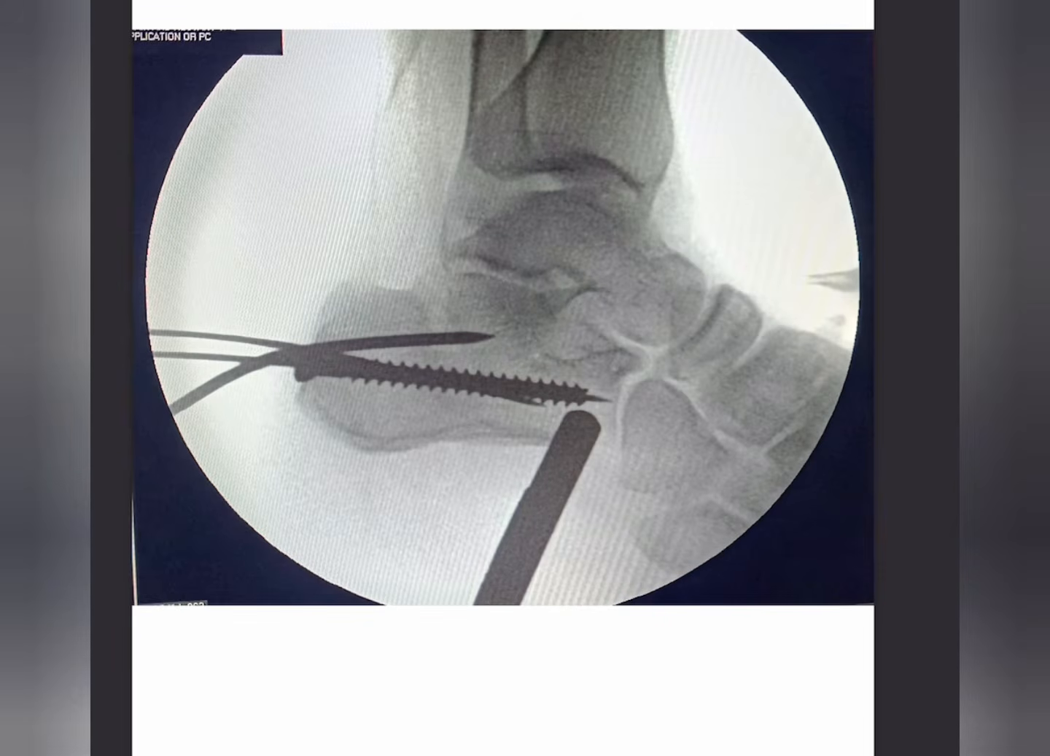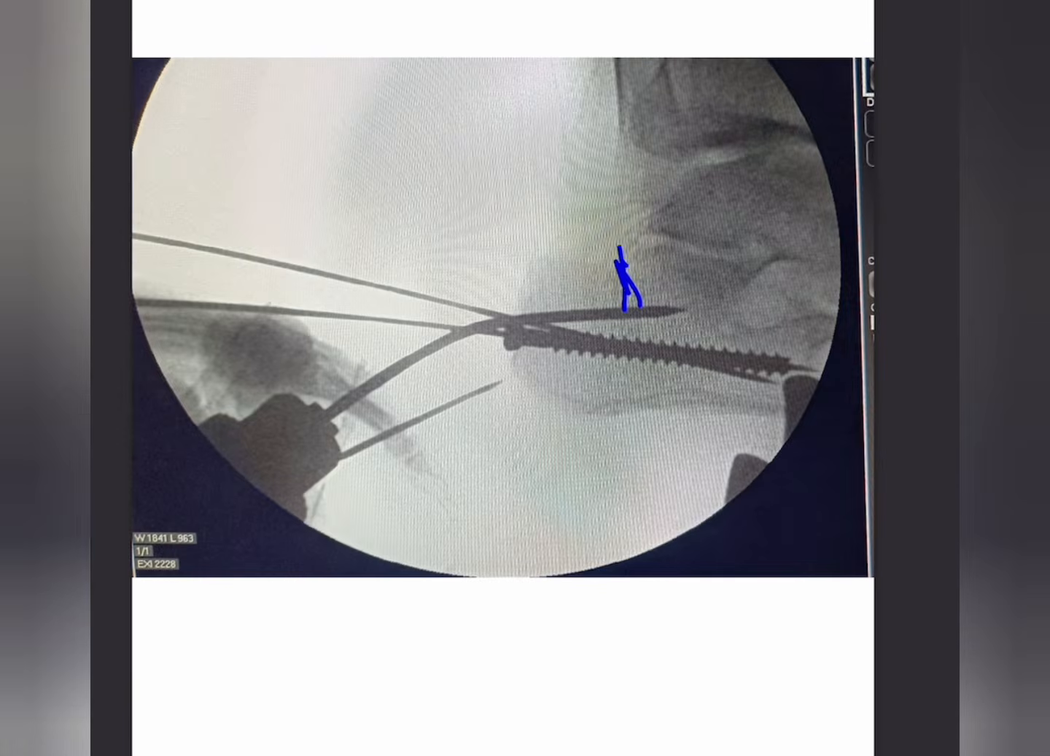You can also at the same moment pass a second CC screw. If you pass from the medial aspect, you can pass over the lateral aspect if you feel that you haven't achieved significant compression at the primary fracture line. In this case, I could achieve significant compression at the primary fracture line. So now I am addressing the secondary fracture line.